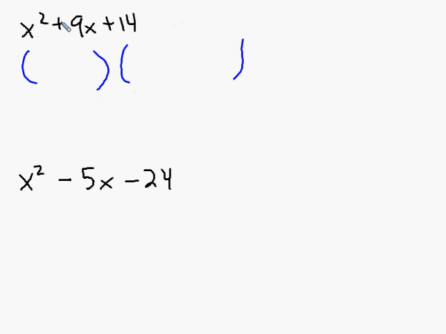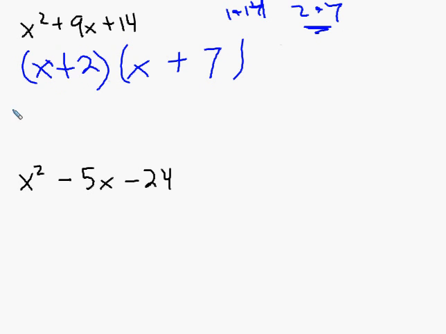Common monomial, not 1 in this case. So x times x. Factors of 14, well, we have 1 and 14. We have 2 and 7. Which of these can get us a 9? Well, the 2 and 7. So 2, 7, plus and plus.